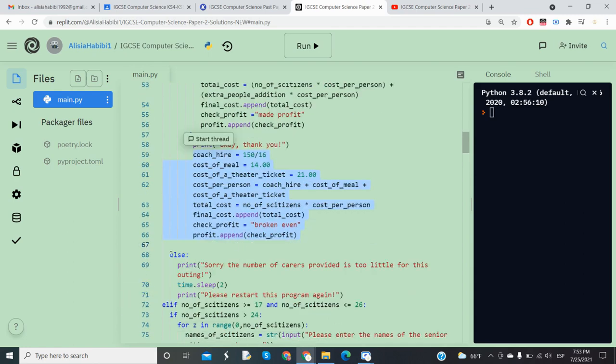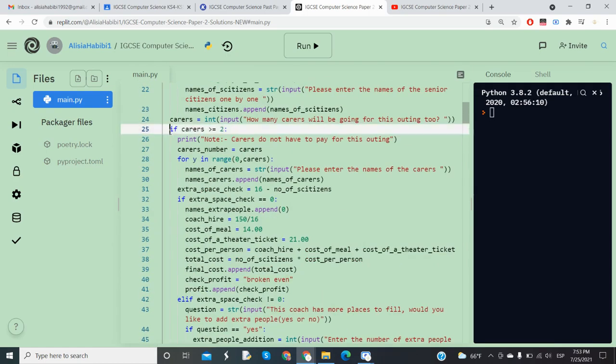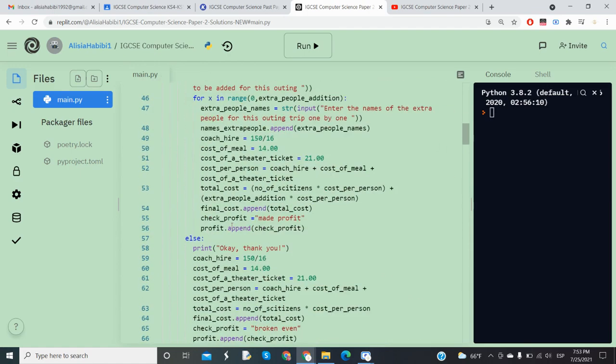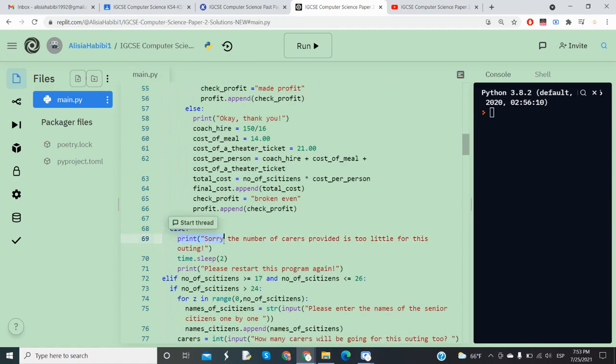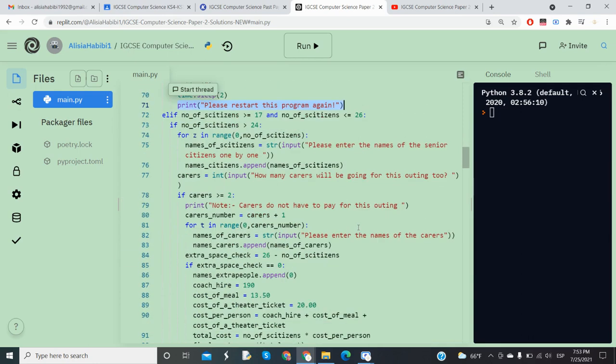And then this final else that you see here is when they enter the number of carriers that is anything less than, basically tracing here, if it's anything less than 2, then of course this else is going to be saying, sorry, the carriers number is too little. And then it will tell them to restart the whole program all over again.